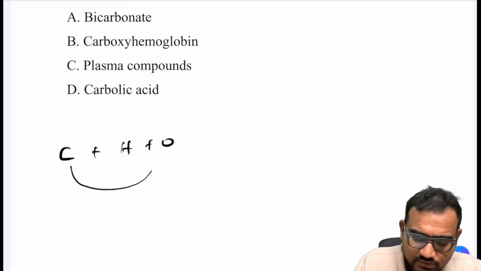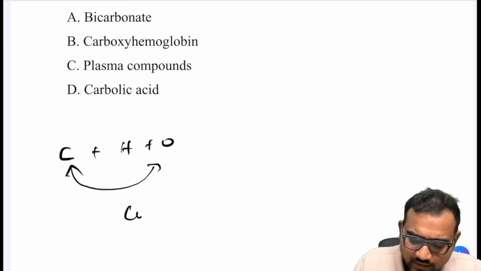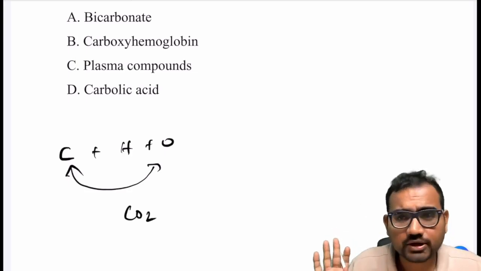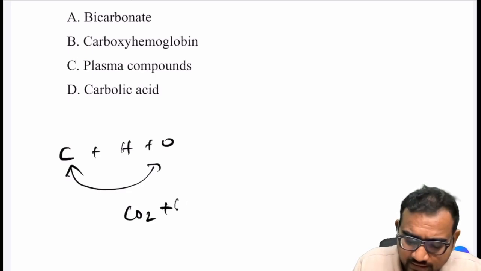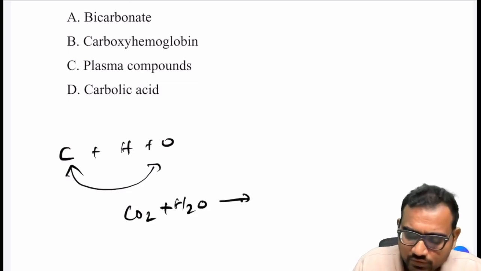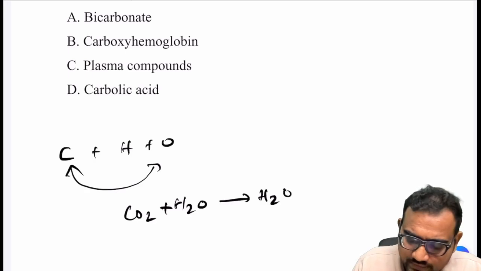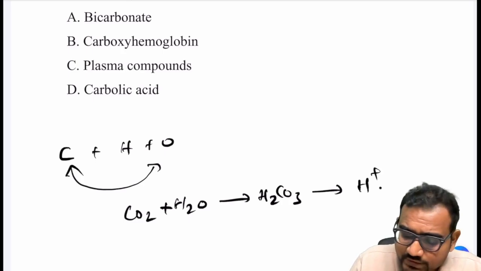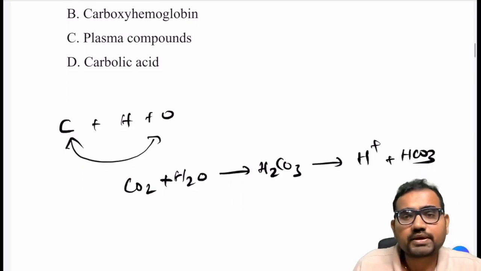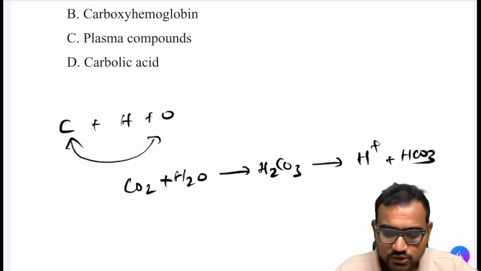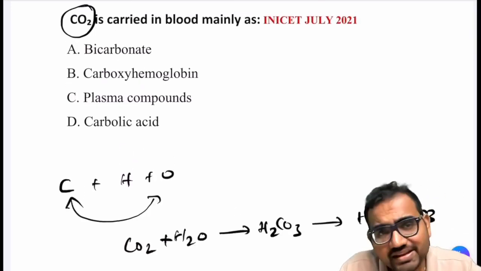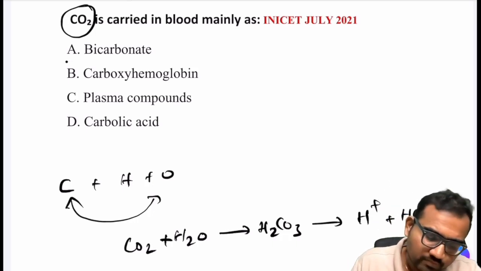Whereas this carbon plus oxygen should be carried to the lungs. I should exhale it. I don't need carbon dioxide. So what happens? It enters the blood and combines with water to form carbonic acid, which in turn breaks into hydrogen ions plus bicarbonate. So the carbon dioxide is mainly carried in the bloodstream in the form of bicarbonate.